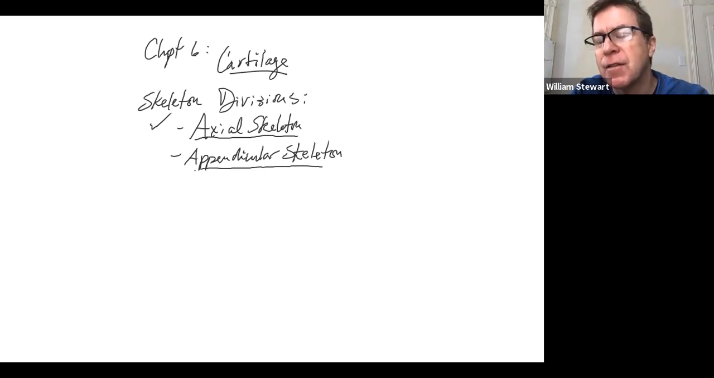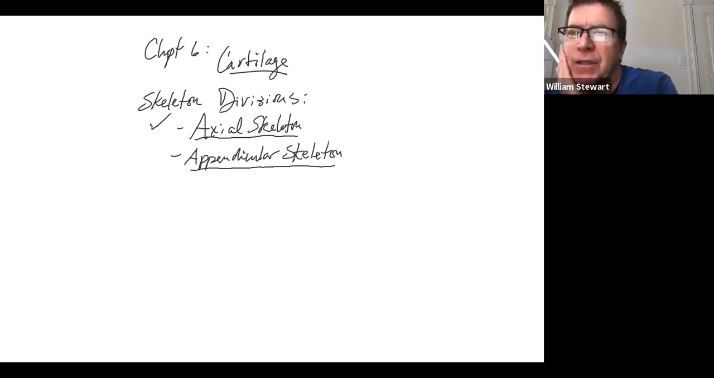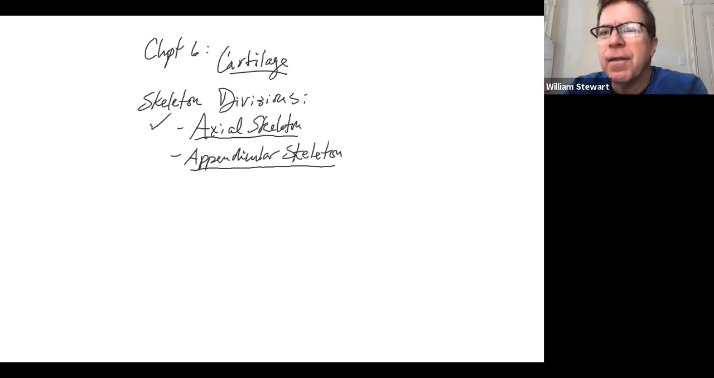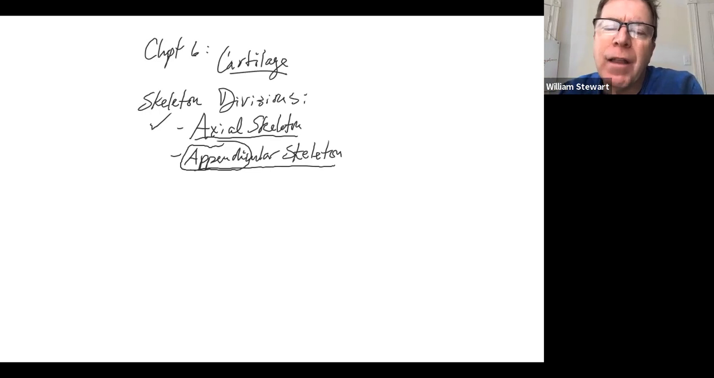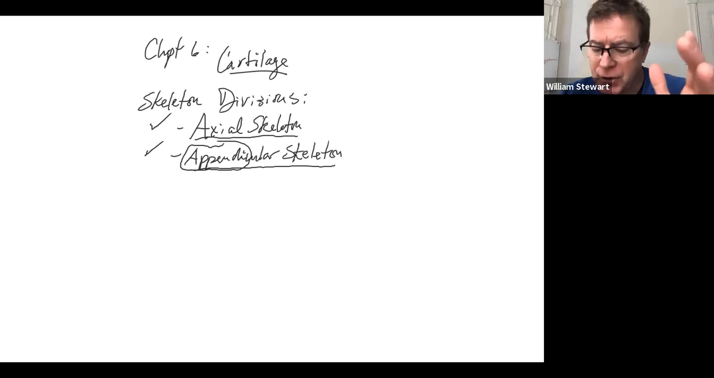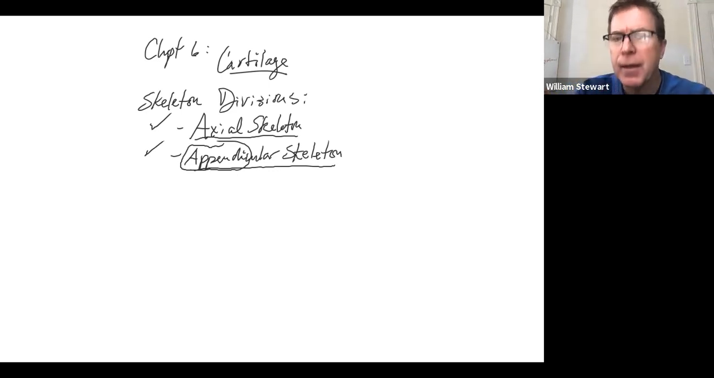Appendicular skeleton is everything else outside of the axial skeleton. This name comes from the word appendage. So it includes our arms and legs all the way out to our fingers and toes, as well as the pectoral girdle, which you and I call the shoulder, and the pelvic girdle that you and I call the hips. So those are the 2 major subdivisions, and I want you to know the constituents of those that I just went over.